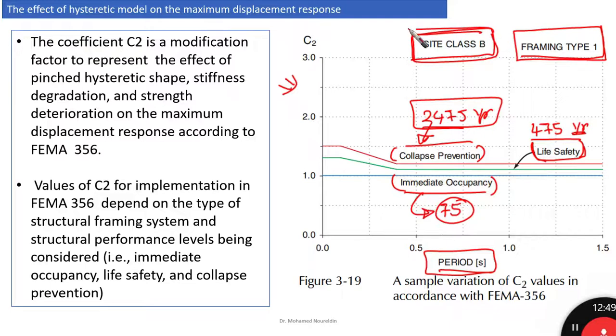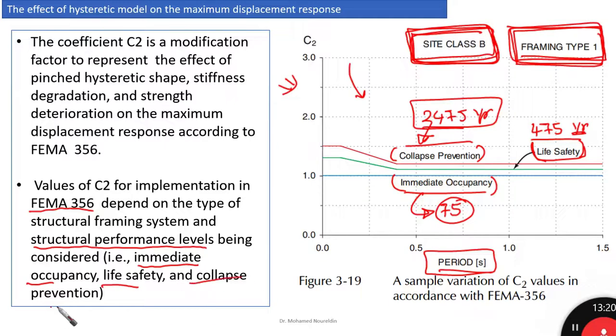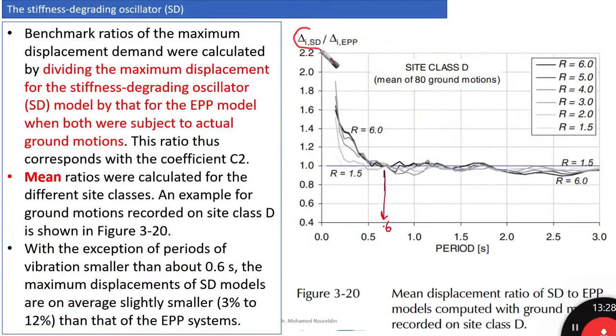So you will find graphs for different site classes and for different framing types, and in the same graph, different levels of earthquakes, or at least different limit states, are plotted. So the values of C2 for implementation in FEMA 356 depend on the type of structural framing system and the structural performance levels being considered, like immediate occupancy, life safety, and collapse prevention. This is only for C2, which is the coefficient giving us the ratio between delta SD and delta EBB.